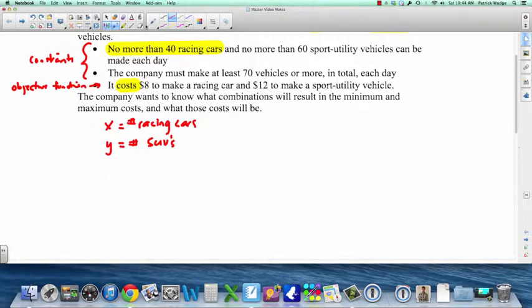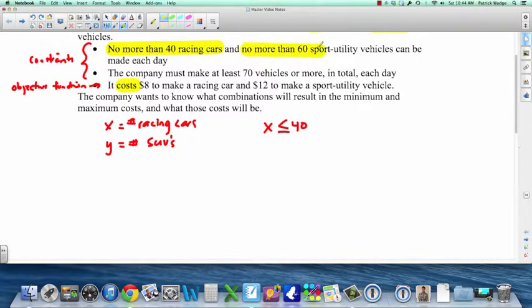Okay, time for the inequalities. No more than 40 racing cars. Well, if X is the number of racing cars, and you can have no more than 40 of those racing cars, then X, the number of racing cars, has to be less than 40. Can't have more than 40. Can you have 40? Yeah, if you have no more than 40, you can actually have 40. It can be equal to 40. So it's less than or equal to 40.